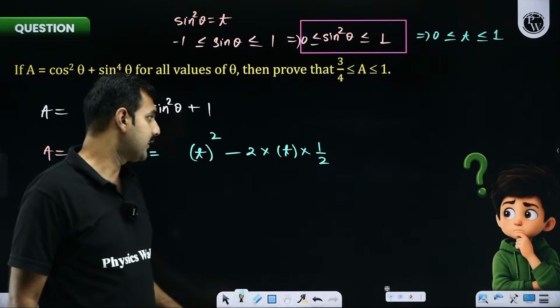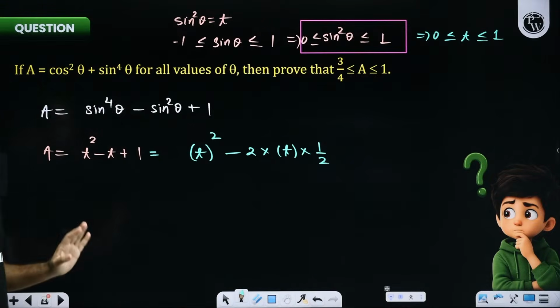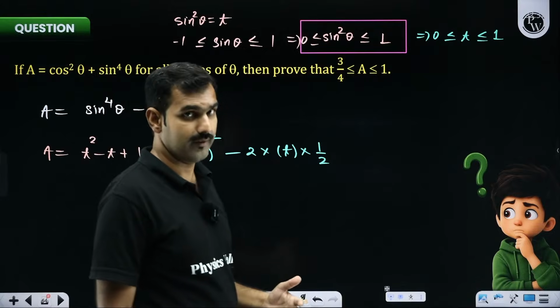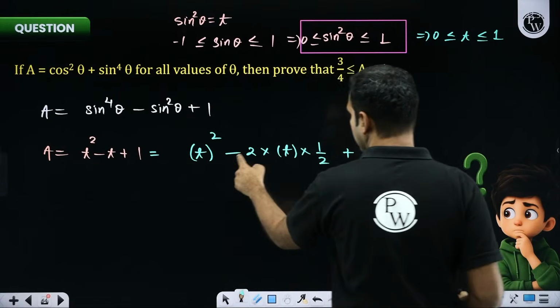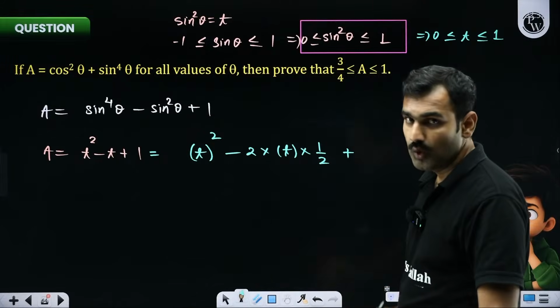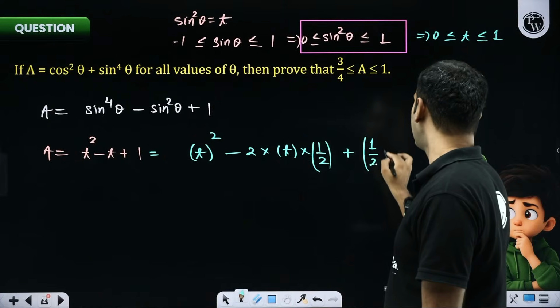Sir, what have you really done? This 2 and this 2 are getting cancelled. I'm still having minus t. But I'm just trying to convert it into a perfect square. Sir, this is 1. I'll talk about that one later. A square minus 2ab. So I need b square. What is b square? Sir, this is b. So b square will be 1 by 2 whole square.